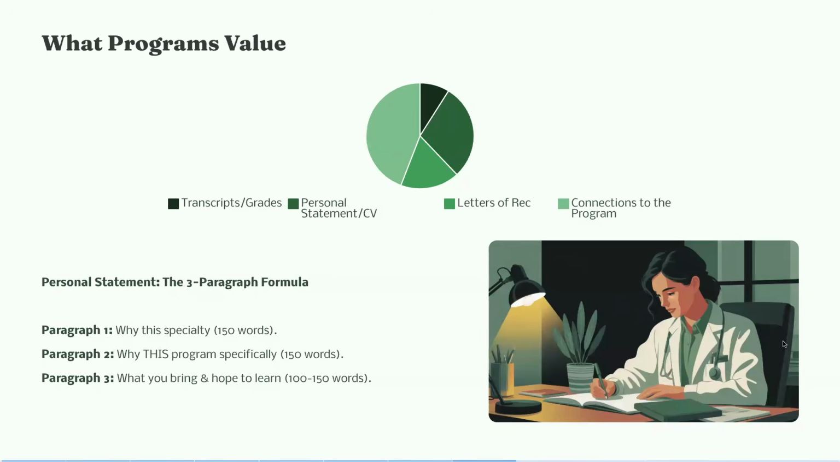We talked about the scheduling and the timing, but what does the program actually look for? This pie chart is data that we pulled from our experience, and every program looks at things a little bit differently. But the main take-home point is that connections to the program matter, which I already stressed earlier. If a program asks for a personal statement or letters of rec to rotate, it is critical that those are really strong.